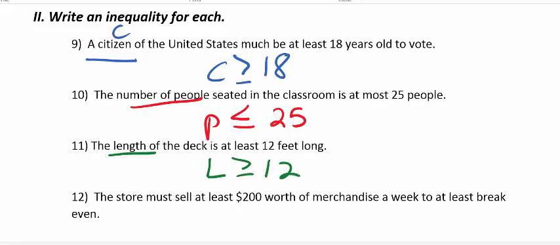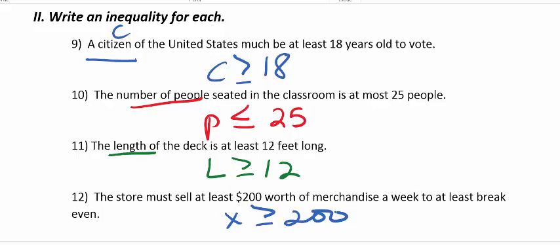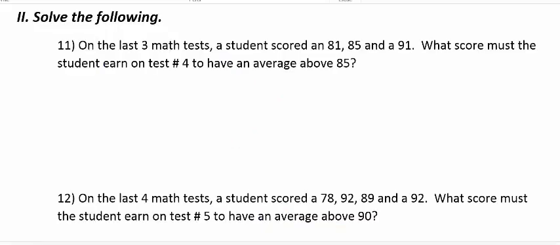The store must sell at least $200 worth of merchandise a week to at least break even. So in other words, this store, and we'll call this X for the merchandise, must sell at least $200 worth of merchandise to break even. Therefore, they can make more than that, but that's the least amount that they can make. So they have to make more than or equal to $200. So X is greater than or equal to 200.